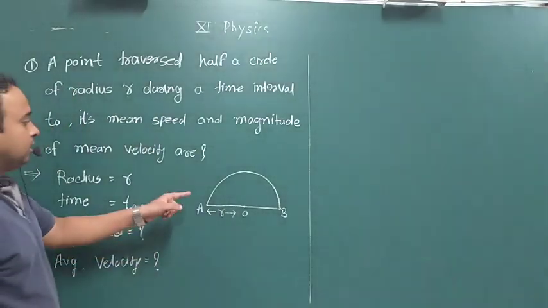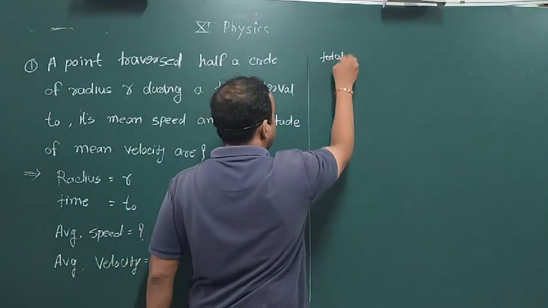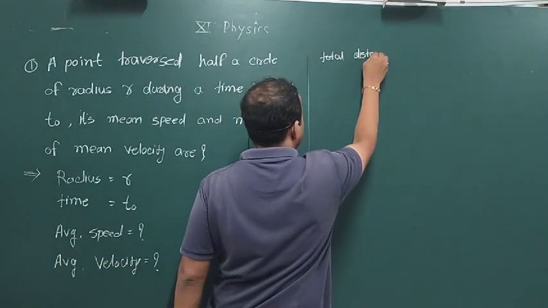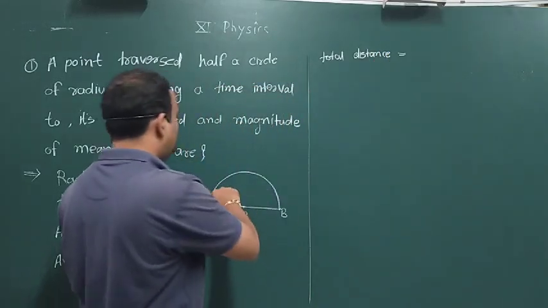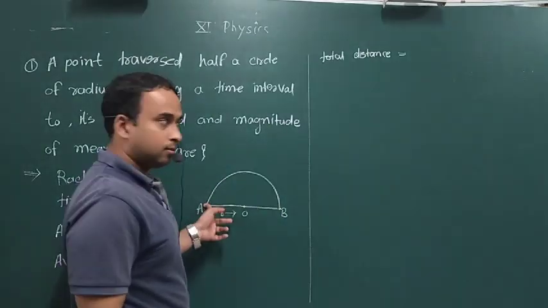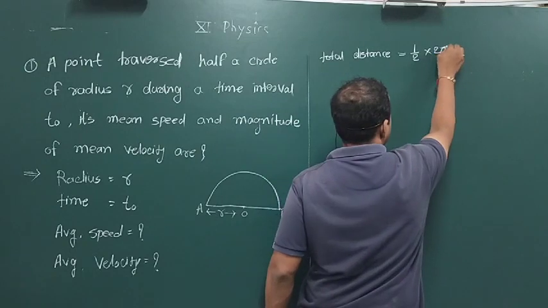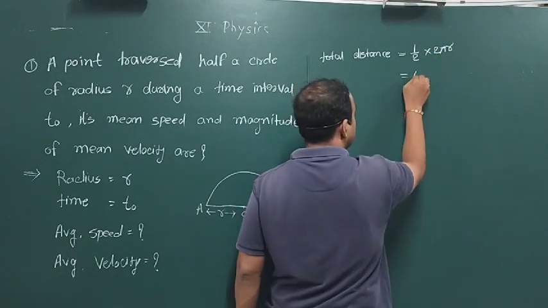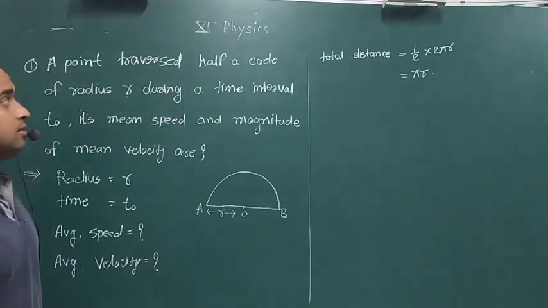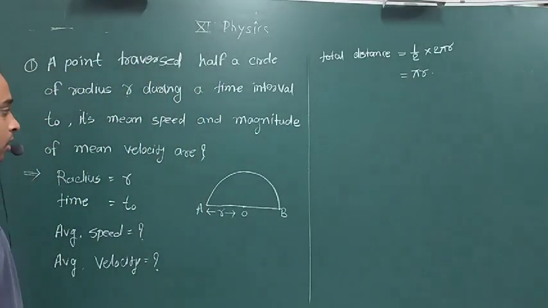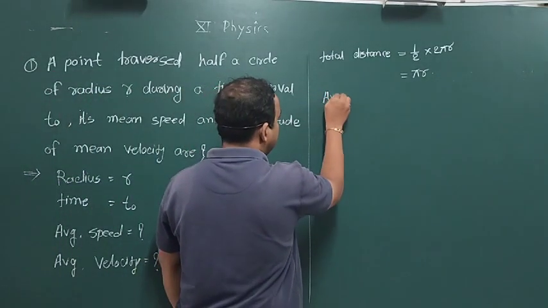Now see here, the total distance traveled by the particle is half of the circumference. That means half into circumference of circle, which is 2 pi r. That means pi r is the distance traveled by the particle. Now we find the average speed.